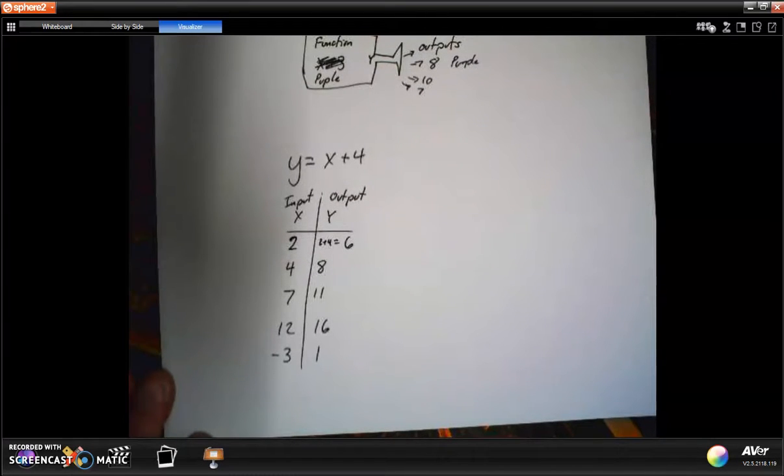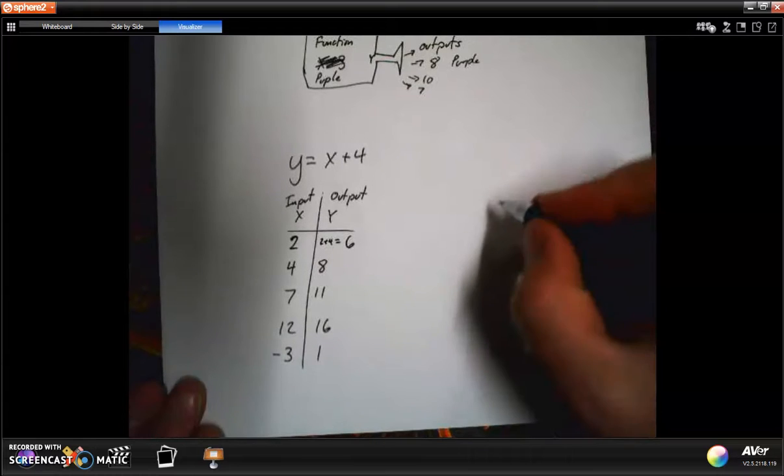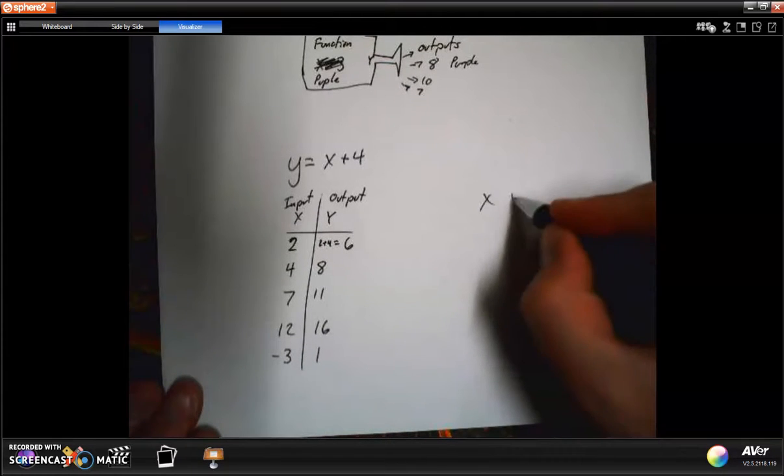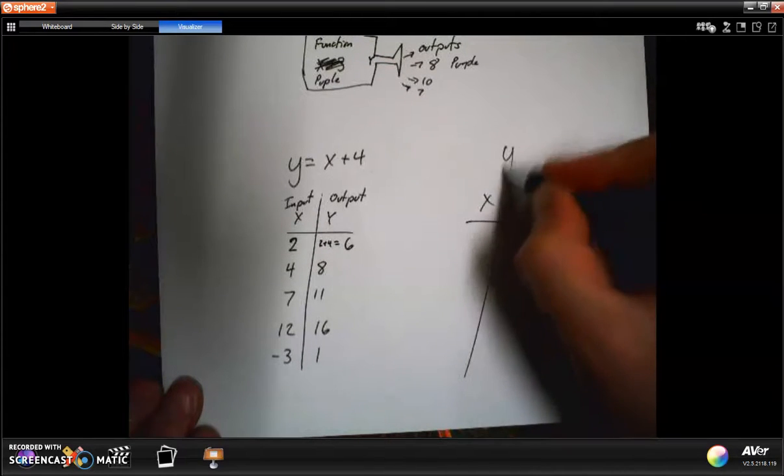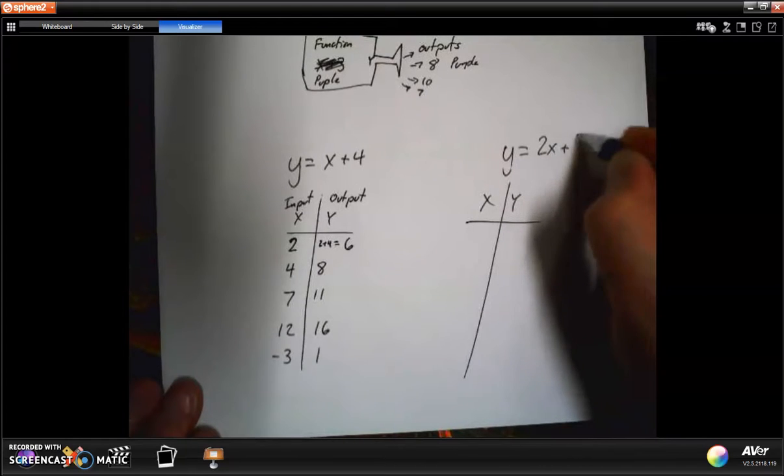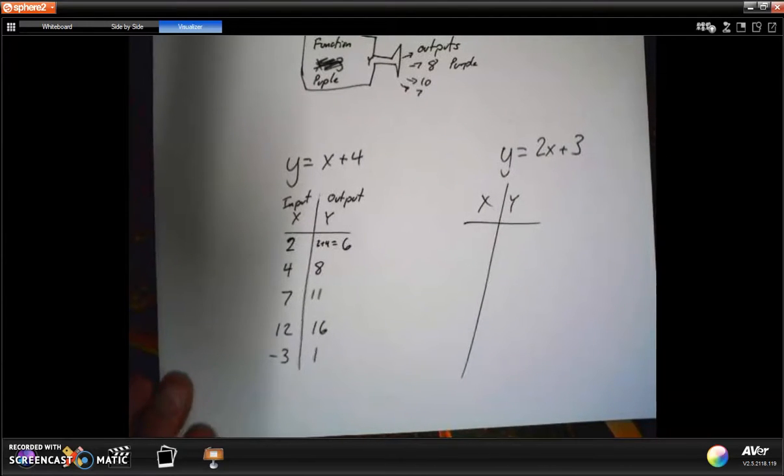Okay, so today, practice these. I'm going to give you some tables. I'm going to give you some functions. And you're going to do that. Okay? I'll do one more example for you guys.